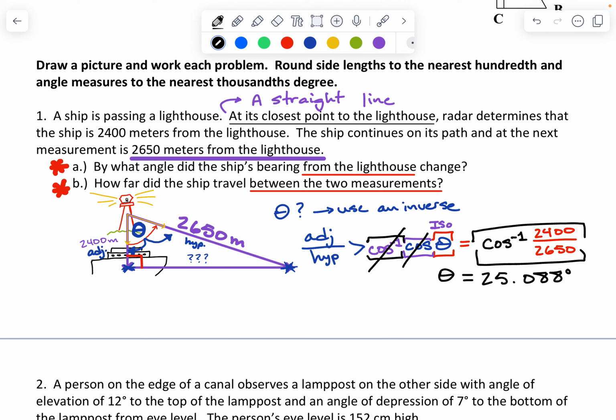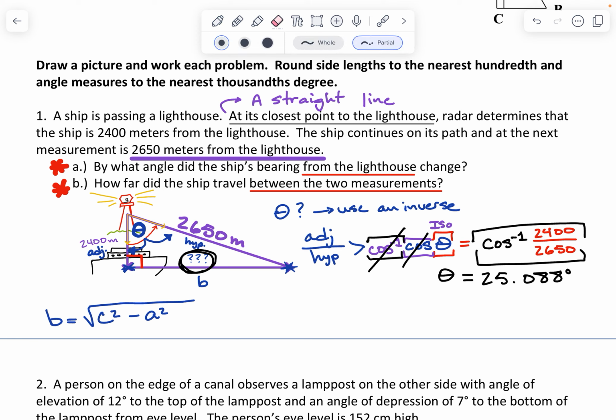So now that we know theta, we can actually find this missing side a couple of different ways. I'm going to show you 3 different ways just to show you options. The first thing we could do is use the Pythagorean theorem. Since this is a leg, we could say that b, the leg, equals the square root of c squared minus a squared. Plugging in numbers, this would look like the square root of 2650 squared minus 2400 squared. So that's one way you could solve.